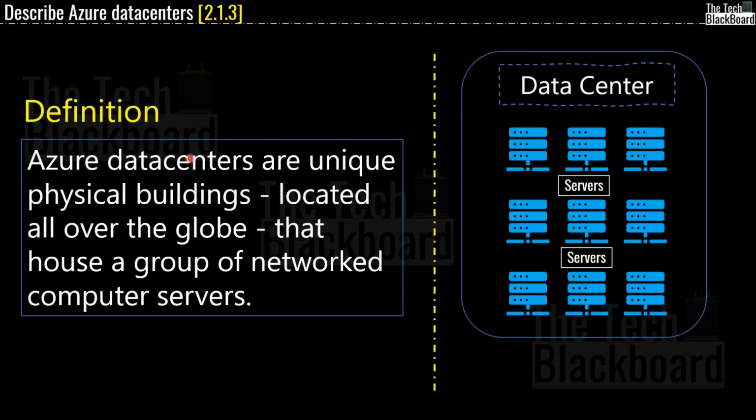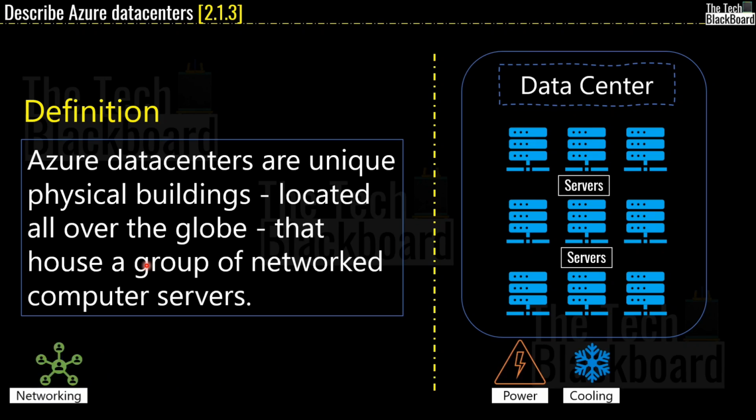Now, as per Microsoft, Azure data centers are unique physical buildings located all over the globe, and these data centers are a group of network computer servers. And friends, at this point, I want to stress on a very important fact that each data center has its own power, cooling, and networking. To deeply understand the data centers and how they are built, how they work, and why they are still the basics of any cloud architecture, please watch the previous parts of this series. The links are shared in the description box.